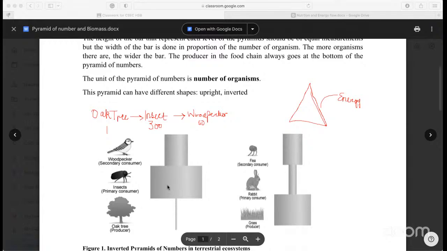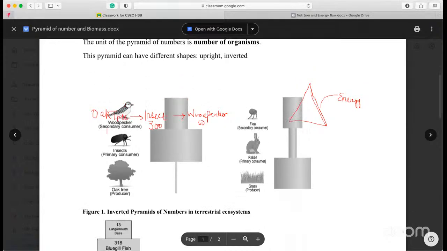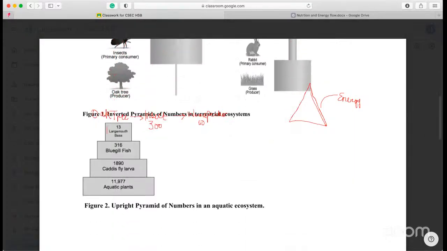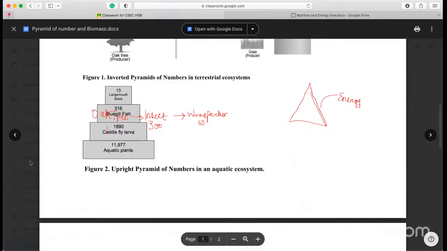But I want us to note that the pyramid of numbers in aquatic systems tends to be upright, and I will explain why. So the pyramid of numbers in the aquatic system tends to remain upright because the organisms that are in the water, the producers, tend to be small but numerous, right? Because you never see a tree in the ocean, right? You never have a small, slender bar because there's no single tree that you can put in that chain, in that pyramid. So the aquatic plants are numerous, but they are small, but they are still numerous.